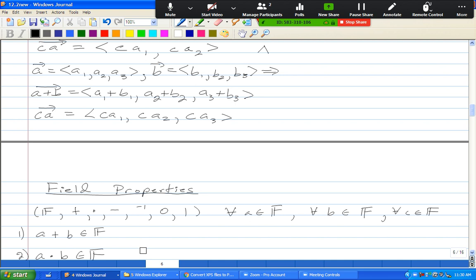So I have the closure property for addition, which is really just saying that this is a binary operation. If I have any scalars a and b, then a plus b is still in the field. So if a is in the field and b is in the field, then their sum, a plus b, is also in the field.